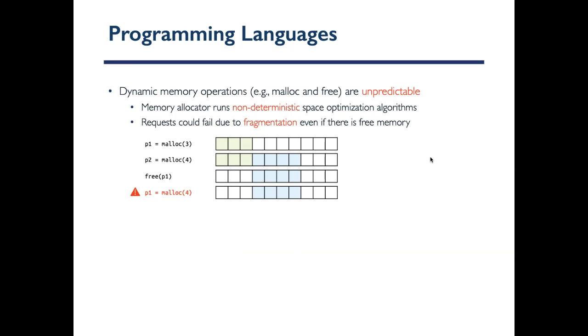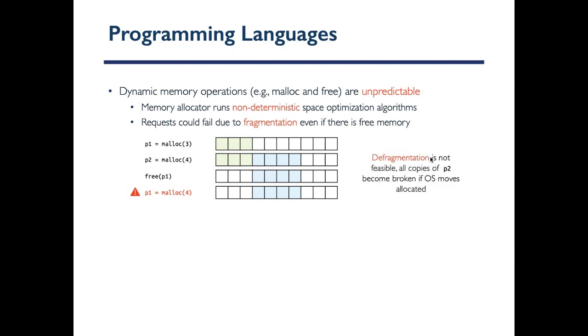Now you initiate a new malloc for 4. And as you can see in this case, you have enough space to allocate, but they're not contiguous. And as a result, you cannot basically answer this request, and it would fail. So even though you have free memory, you cannot serve this request.